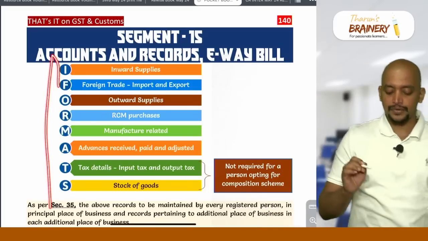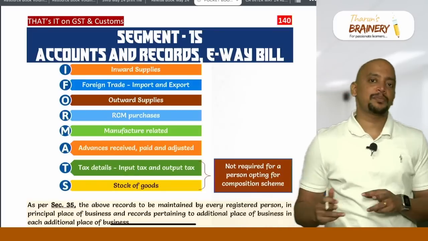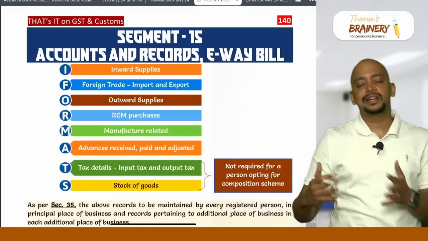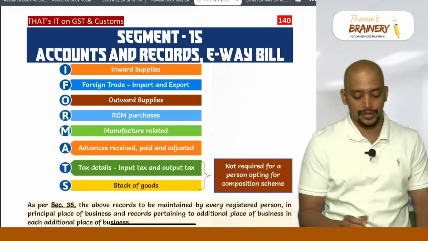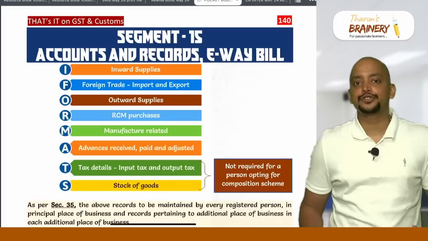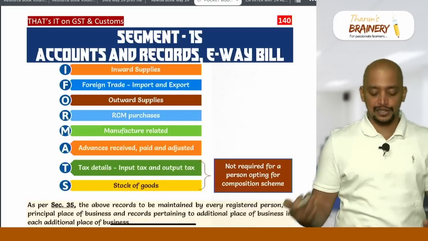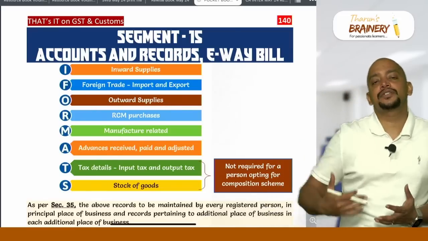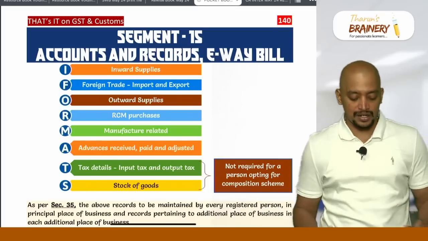So what are the various accounts and records to be maintained by a registered person? Remember this keyword, IFOR MAT. I for invoice supplies: all purchase details along with the details of the suppliers, name and address, along with the relevant documents like tax invoice, debit notes and credit notes. Number 2, foreign trade, that is import and export of goods: import of goods along with the details of bills of entry, export of goods along with details of shipping bills. And outward supplies, along with the details of the name and address and other details of the recipient, with the details of invoices, debit notes and credit notes.